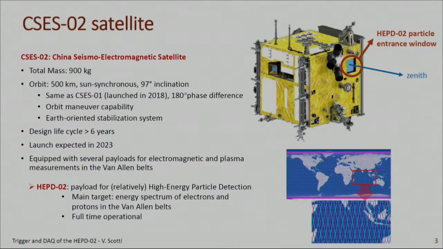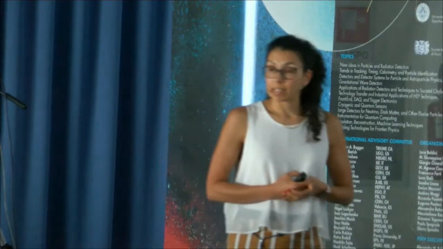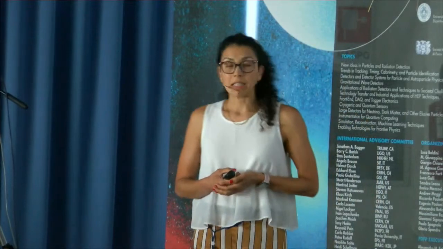So, this satellite is a multi-instrument, and the total mass of the satellite is 900 kilograms. It will be placed on an orbit of 500 kilometers. The orbit will be analogous to the one on which the first satellite, launched in 2018, was placed, but with a phase shift of 180 degrees, in order to maximize the timing resolution. The expected lifetime of the satellite is 6 years, and the launch is expected by 2023.